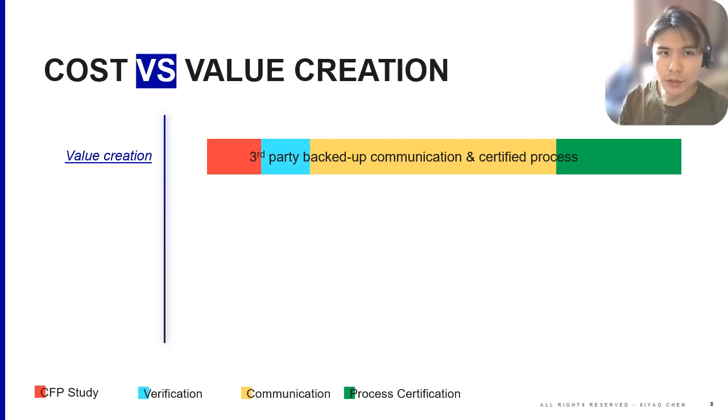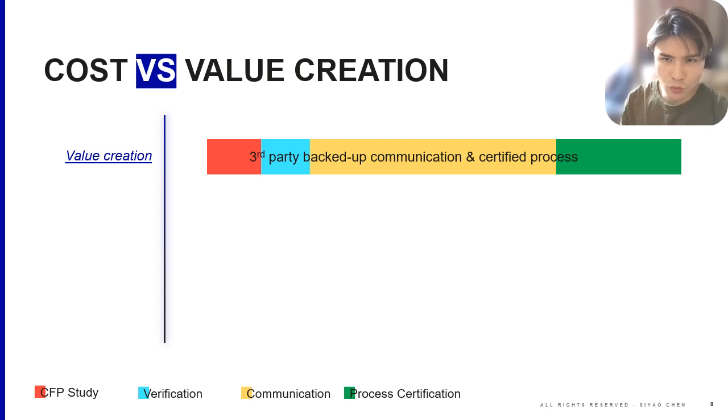Let's talk about the cost and the value creation. I will also take this opportunity to briefly explain the value architectures of different business models. We start with the value creation. This is the value creation bar you are seeing on the screen. The legend per different color is on the lower part of the screen.